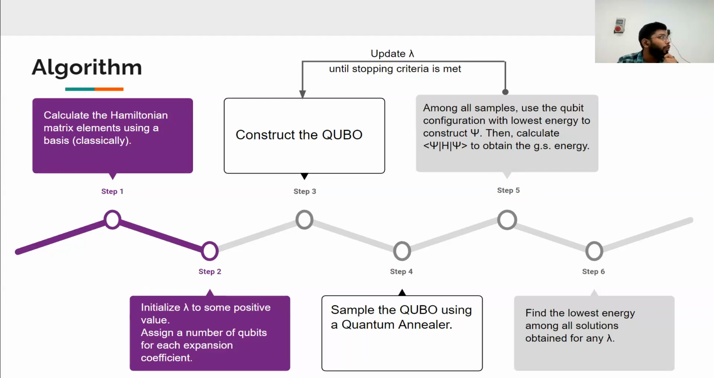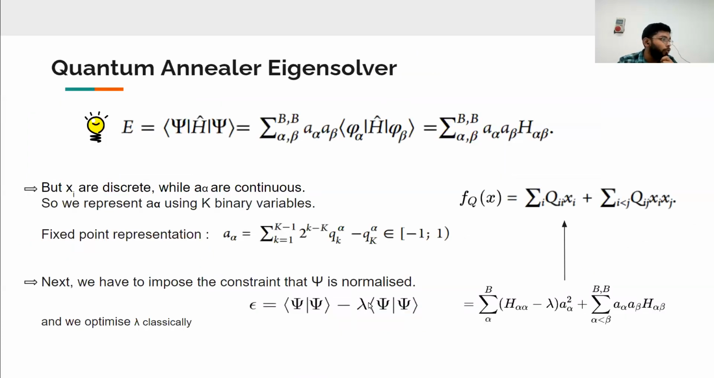To give a bit more detail on the algorithm, I will just go through the steps. The first step is to compute the Hamiltonian matrix elements. Then you initialize lambda to some positive value and assign a number of qubits to each expansion coefficient. Then you construct the QUBO and sample it on the quantum annealer. After you obtain many samples from the annealer, you check which sample gave you the lowest energy of the system. That you use as a guess to update your value of lambda. Here lambda is a Lagrange multiplier to keep psi normalized.